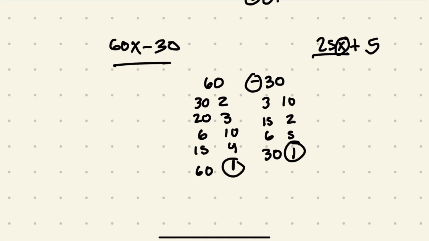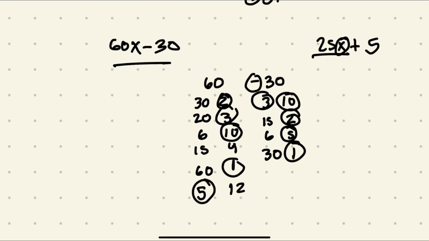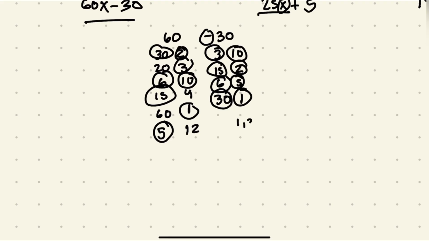We see 1, 10, 2, 3, let's see. Oh, actually, for this one, 5 also works. It would be 5 and 12, so we have 5 right here. Let's see, 15 as well, 30, and 6. So the common factors are 1, 2, 3, 5, 6, 10, 15, and 30. Out of all of these common factors, now we have to determine which one's the greatest factor, and that's pretty simple. It would be 30.